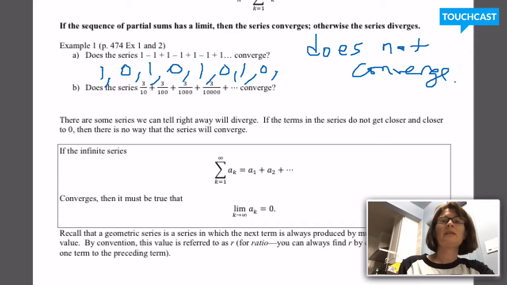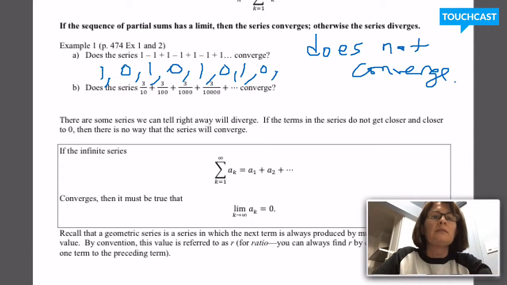This next one, 3/10 plus 3/100 plus 3/1,000 plus 3/10,000 plus ... Does this one converge? So I'm going to make the list of partial sums, and we're going to see if I can tell what I'm headed toward. So 3/10 is 0.3.